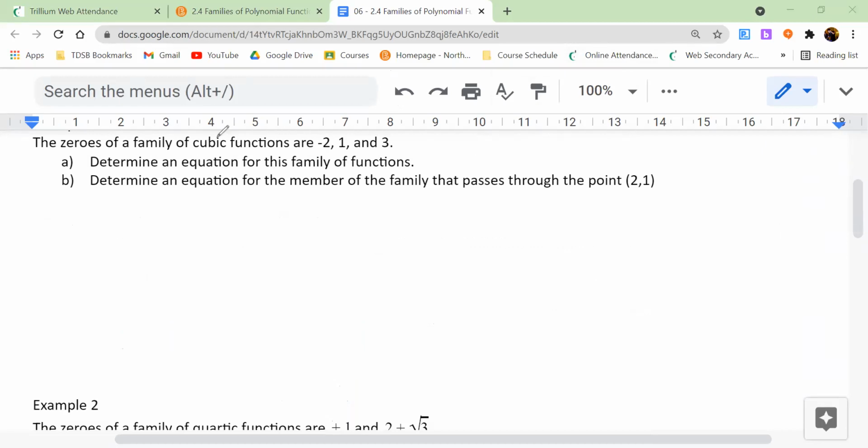Determine an equation for this family of functions. It's just a cubic function. So I know it's going to be something to the x to the power of 3, or it's going to have 3 different brackets, right? Hopefully it has 3 different brackets, not always. I'll cross that out. Determine an equation for this family. So, go ahead.